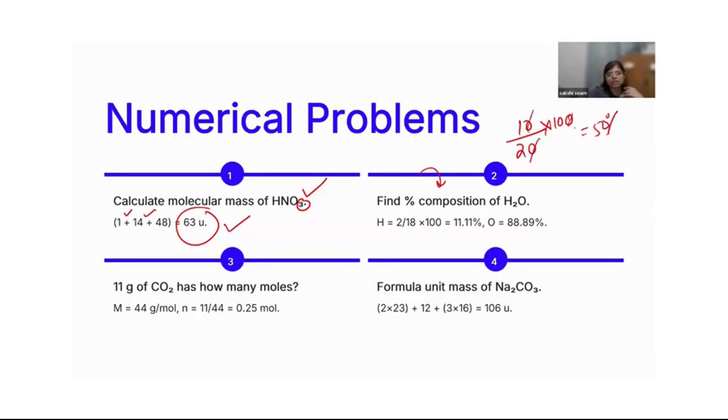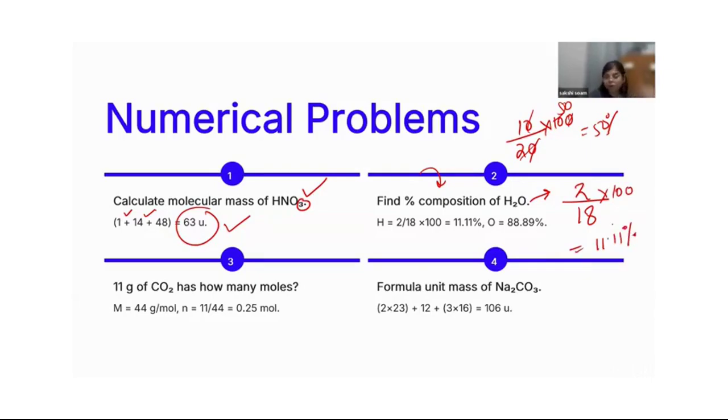So I just cancel this. 10 by 2, I just cancel this. So this becomes 50, right? 50%. Similarly, what is the percentage of hydrogen in a water molecule? We know that the mass of a water molecule is 18, and there are two hydrogen atoms. One atom is 1 atomic mass unit. So we have 2 by 18 into 100, right? Which comes up to be 11.11%.